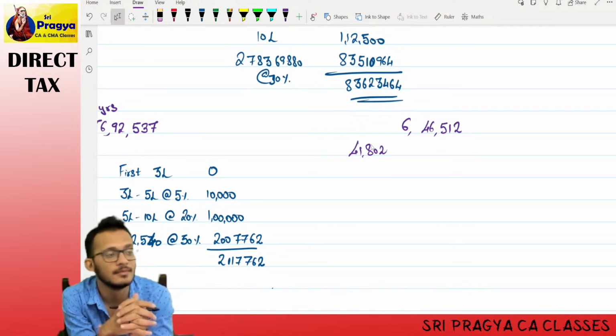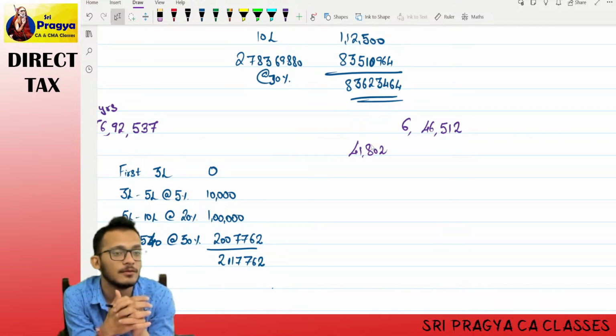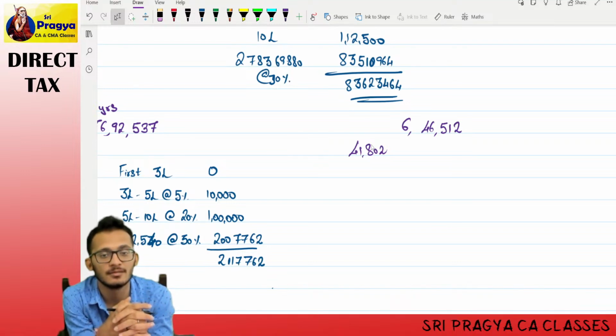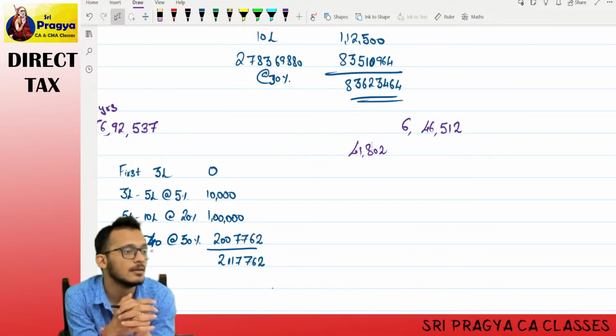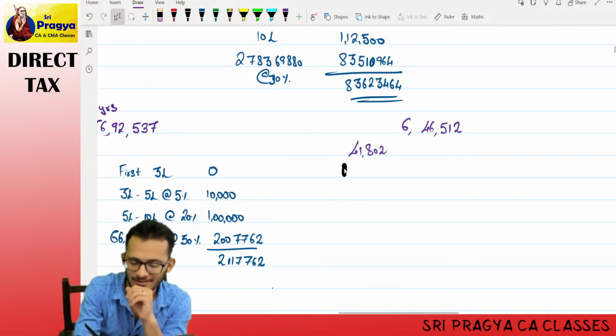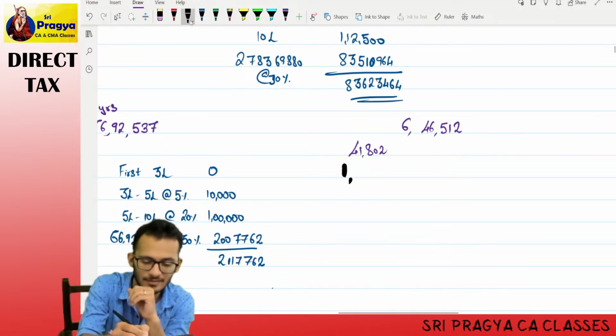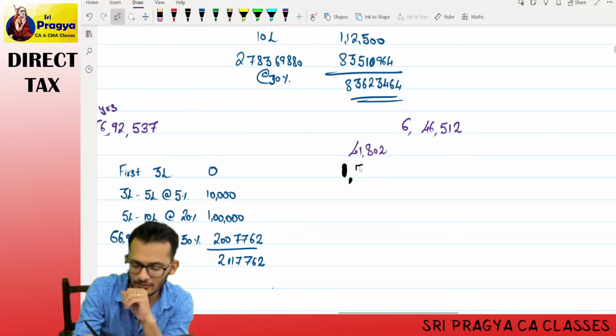Close it, people. Numbers. 4-1. No change. Everyone is with the same number. 1 lakh. 59.